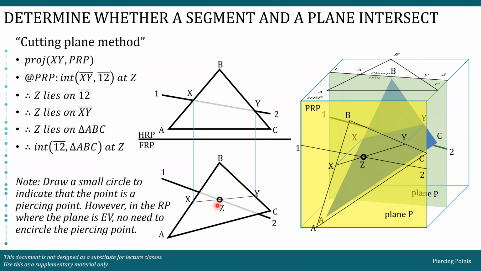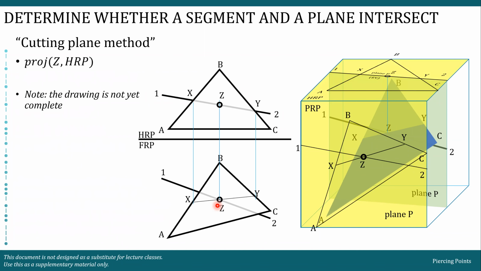Okay, so we already know where point Z is in your front view. So, it follows that we should project this point Z para makita naman natin siya sa HRP. Okay? That is the intersection of 1, 2, and XY. So, ibig sabihin, point Z should be along 1, 2. Note again that this drawing is not yet complete because we haven't shown the correct visibility yet. Na-identify pa lang natin yung piercing point. So at this point, tapos na ang discussion ng pag-determine kung nasaan ang location ng piercing point.